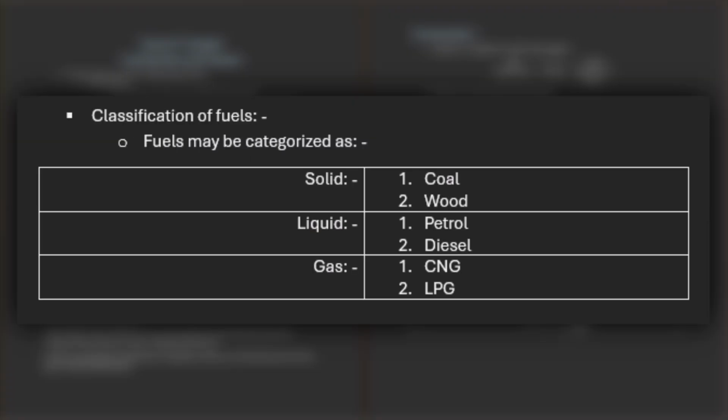So there is a categorization of fuel. Fuels are classified into solid fuel, liquid fuel, and gaseous fuel. Solid fuel examples: coal, wood. Liquid fuel examples: petrol, diesel. Gaseous fuel examples: CNG and LPG.